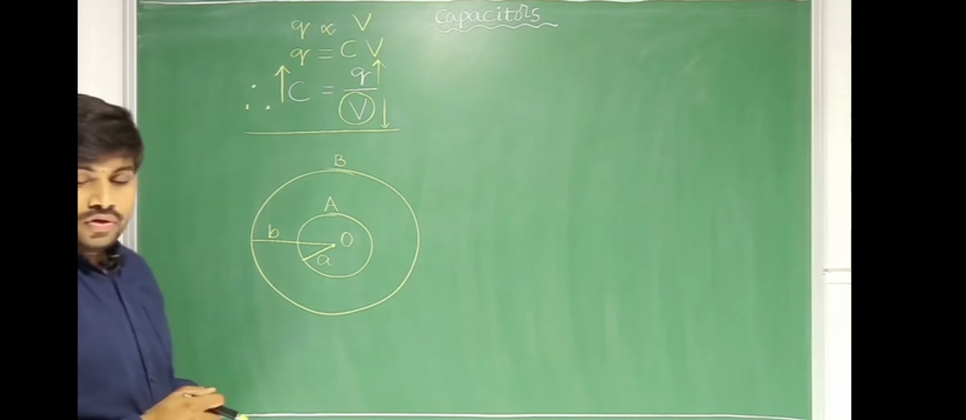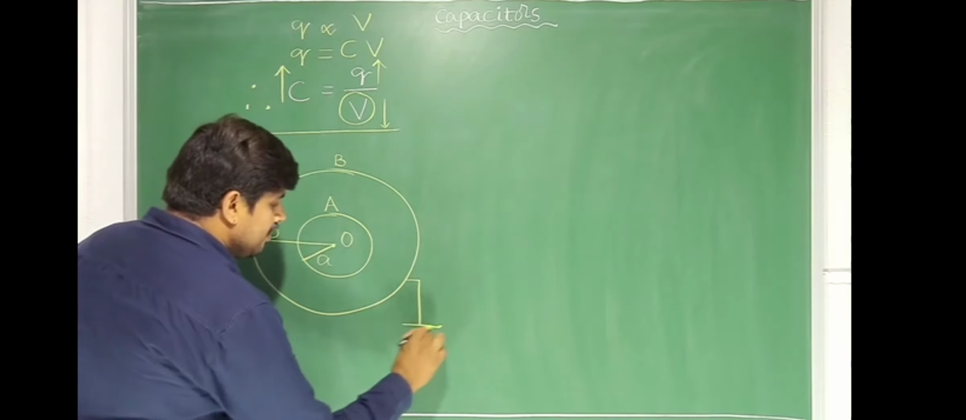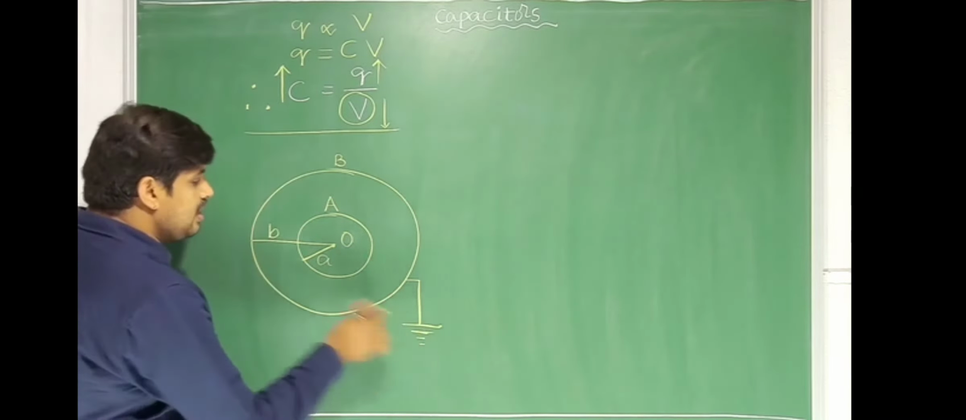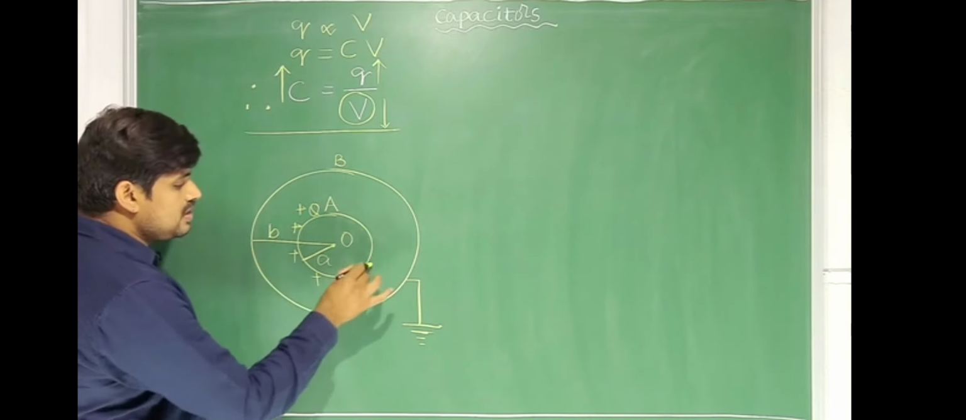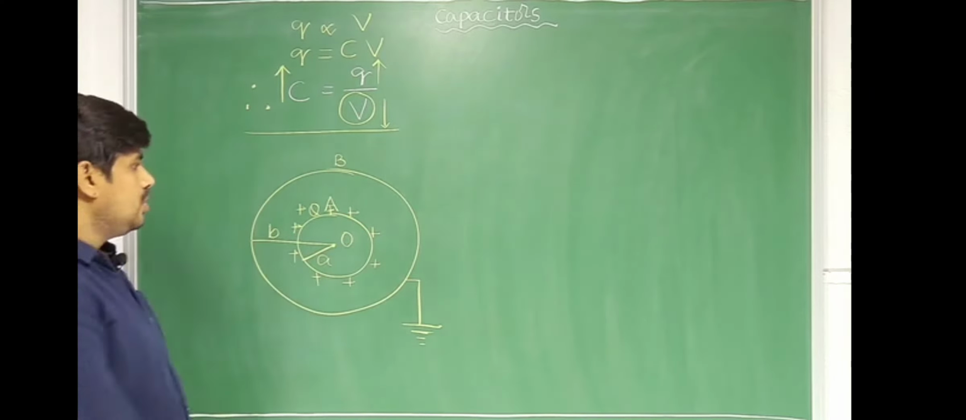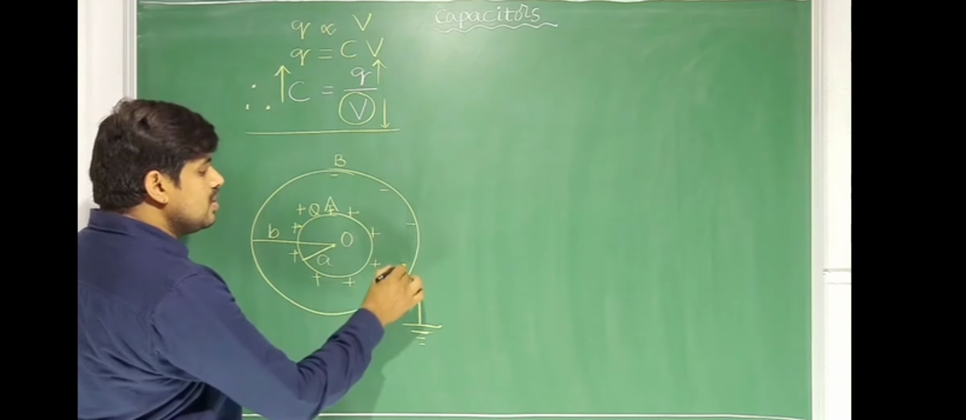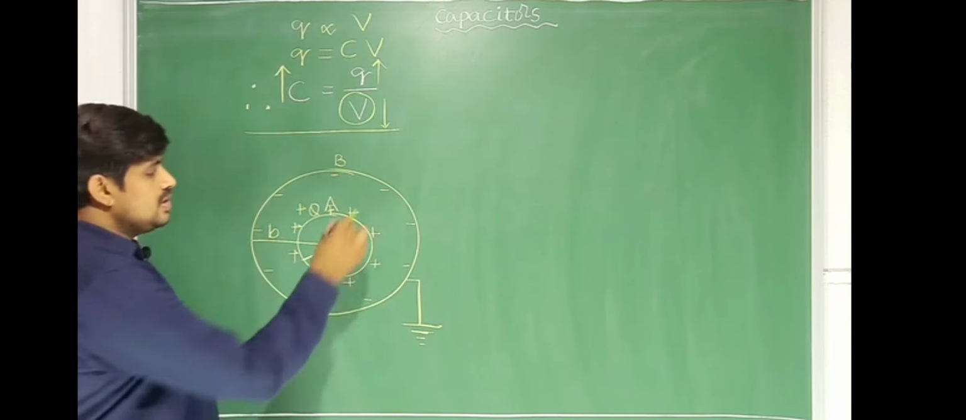Now, if you are earthing one of the conductors, my dear friends, you can earth any conductor. First of all, I will show by earthing the conductor B, whereas the conductor A was given some positive charge plus Q. This positive charge resides on the outer surface of A and the inner surface of A has no charge. Because of electrostatic induction, the same amount of negative charge will be induced on the inner surface of B. The inner surface of B will have the same amount of negative charge, minus Q.